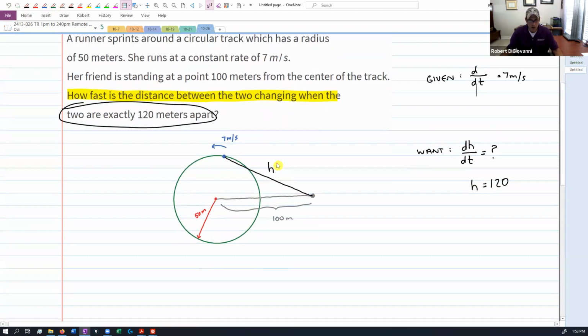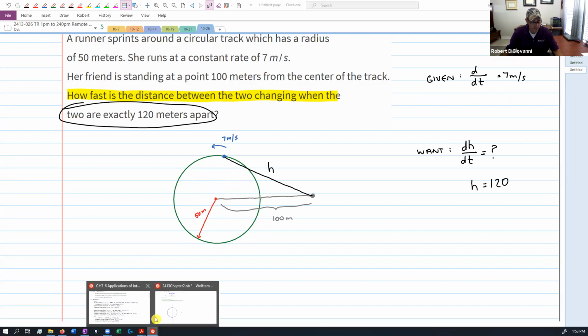So watch what I'm going to do. I'm going to go back to pre-cal. And instead of talking about her speed along the circle, which we call in pre-cal your linear speed, we're going to try and convert this 7 meters per second from a linear speed to an angular speed instead. So instead of measuring her speed around the track, we're going to measure the speed of her angle as she goes around, right?